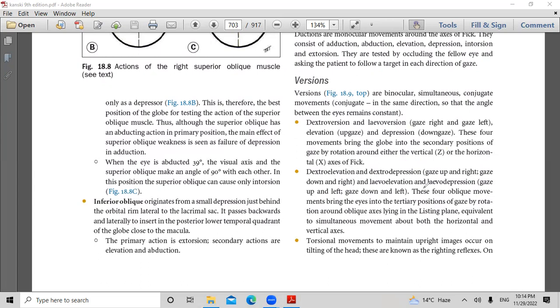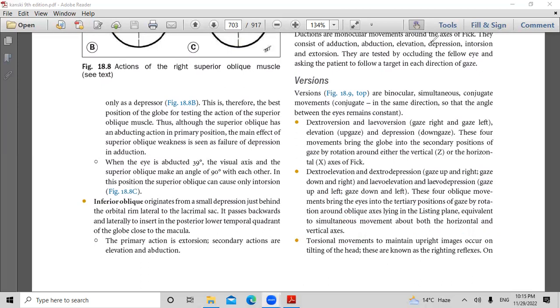The same thing for dextroelevation and dextrodepression. The four oblique movements bring the eye into the tertiary position. So here we talk about tertiary position when we elevate to the right and elevate to the left, or depress to the right or depress to the left. But when we talk just dextroversion and levoversion, up gaze, down gaze, like to the right, to the left, up, down, this is secondary position. But when we say up and right, up and left, down and right, down and left, we talk about tertiary position of the gaze. This is because we depend on the oblique axes and the oblique muscles here also, equivalent to simultaneous movement about both the horizontal and vertical axes. We will work at two axes.